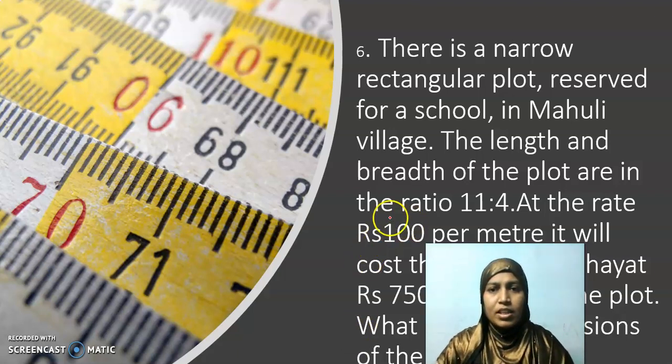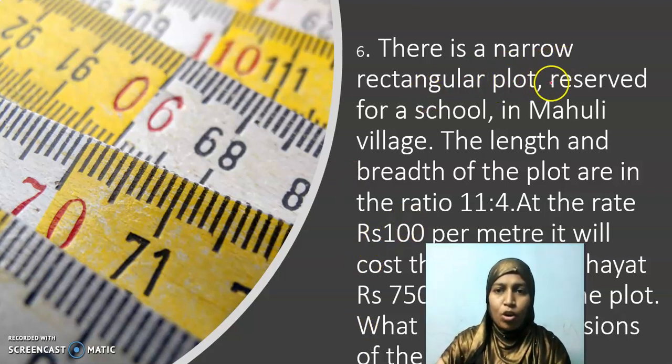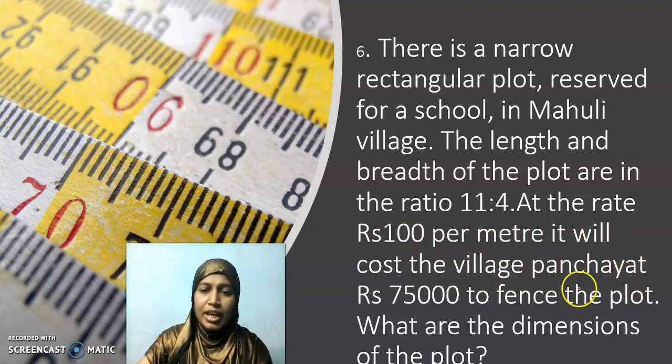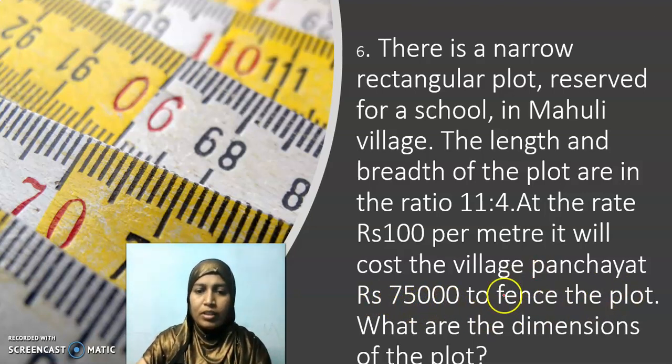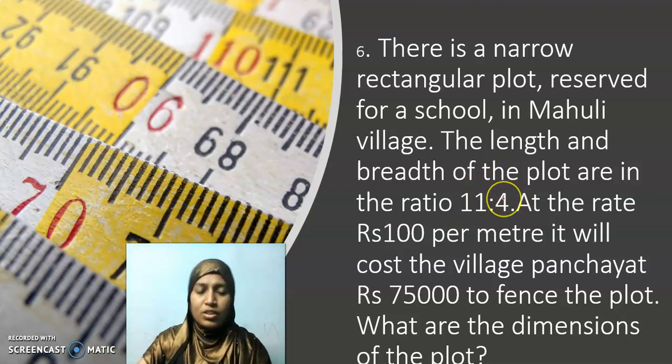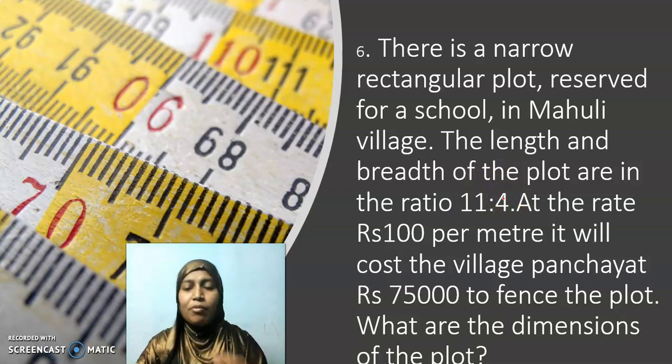Now the next question is, there is a narrow rectangular plot reserved for a school in Mahuli village. The length and breadth of the plot are in the ratio 11:4. At the rate of 100 rupees per meter, it will cost the village panchayat rupees 75,000 to fence the plot. What are the dimensions of the plot? You will all immediately say, as the ratio is 11:4, it is 11x and 4x. Very good. If you have done one step, well done.